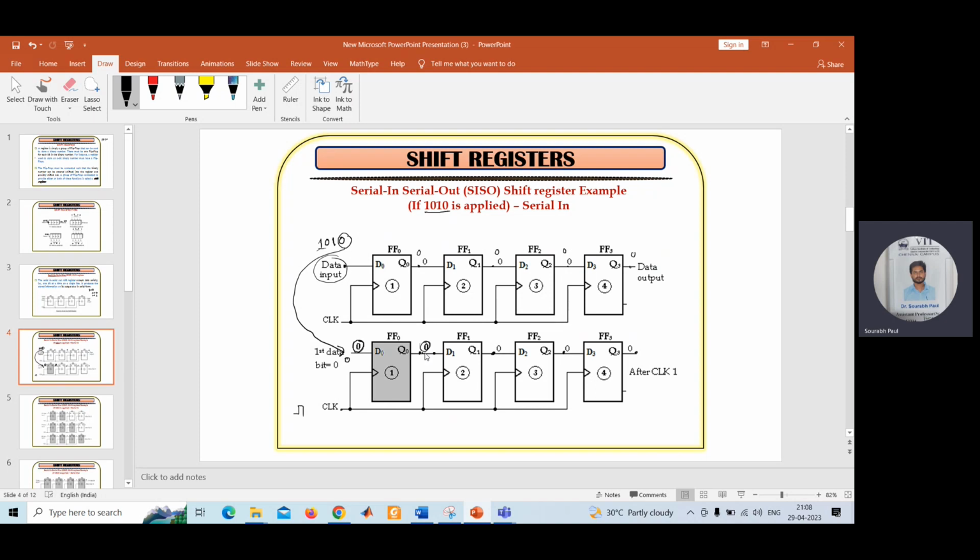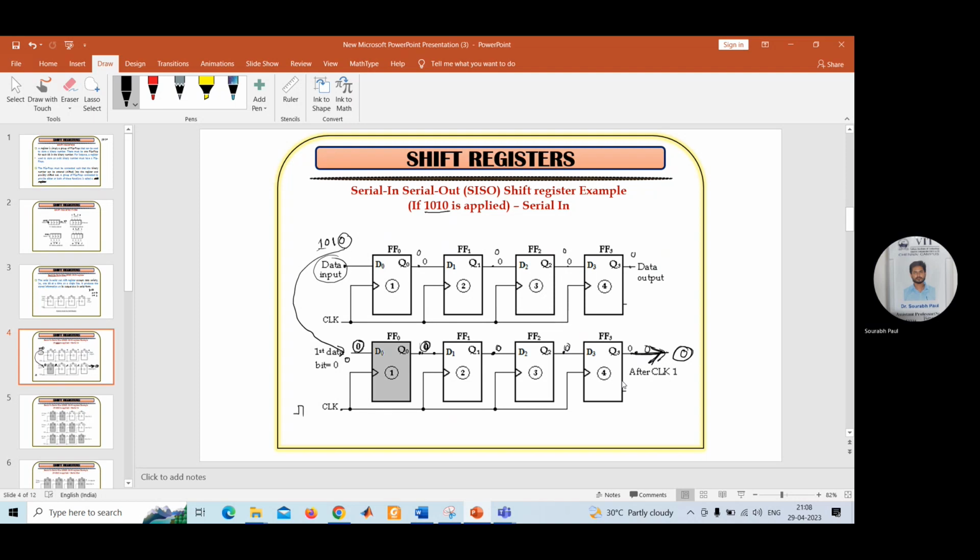So after the first clock, what are the Q0, Q1, Q2, Q3 values? That is nothing but 0, 0, 0, 0. So what does it mean? From Q3, what output are we getting? We are getting the output of 0 from this serial-in serial-out register. So after the first clock, the output is 0 only, that we are collecting from this output terminal, or from this Q3 terminal.